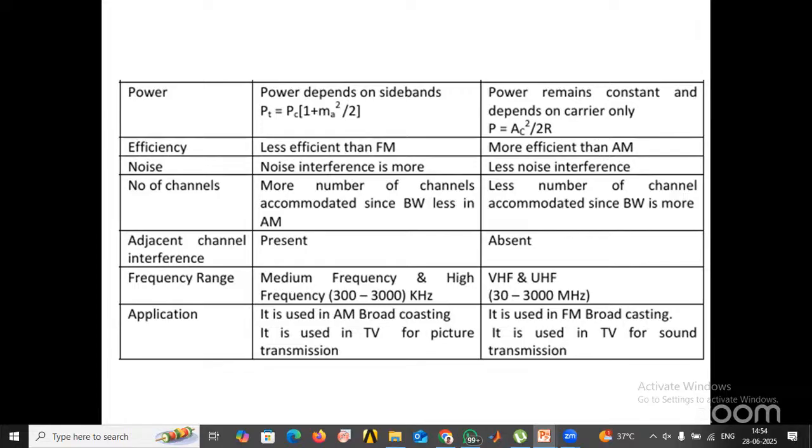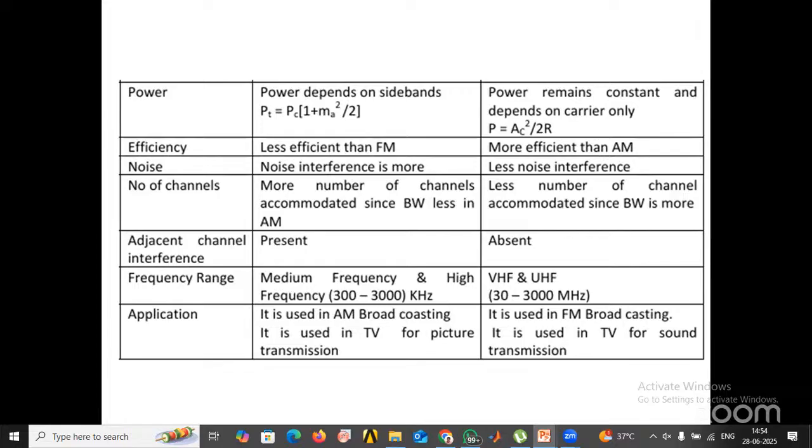Next, what is the purpose of doing modulation? What is the need for modulation? The first need is reducing the antenna height. The second need is long distance transmission. The third need is multiplexing. Multiplexing is also an important thing. Apart from the first two, another important reason for modulation is multiplexing. Multiplexing means using the same carrier to transmit a number of messages.